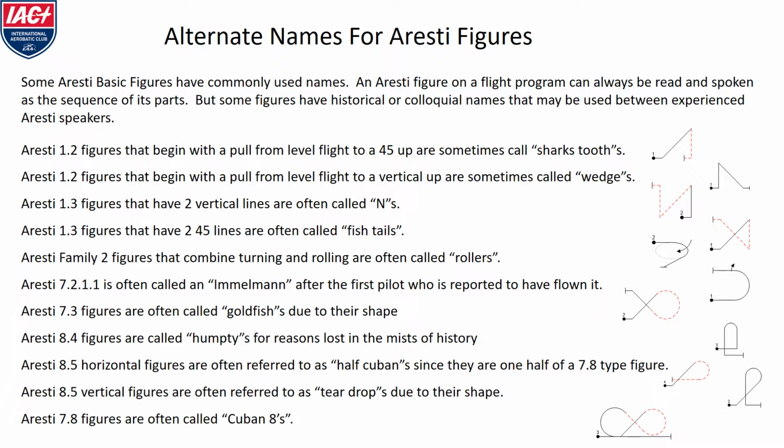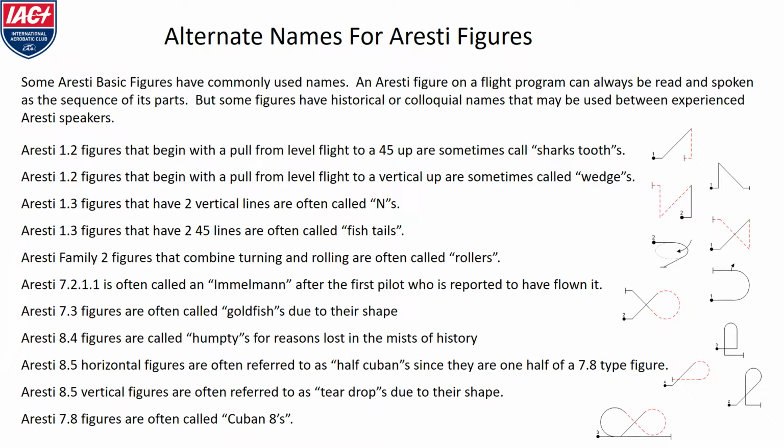Aresti family 2 figures that combine turning and rolling are often called rollers. Aresti 7.2.1.1 is often called an Immelman after the first pilot who is reported to have flown it. Aresti 7.3 figures are often called goldfish due to their shape. Aresti 8.4 figures are called Humpties for reasons that have been lost in the mists of history.